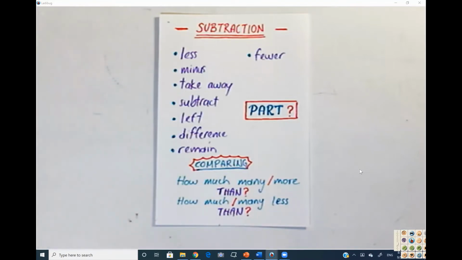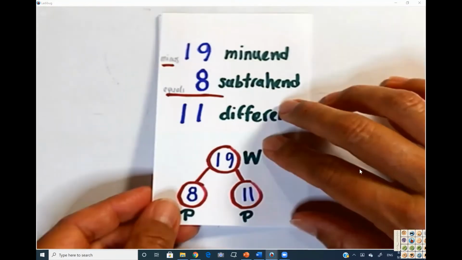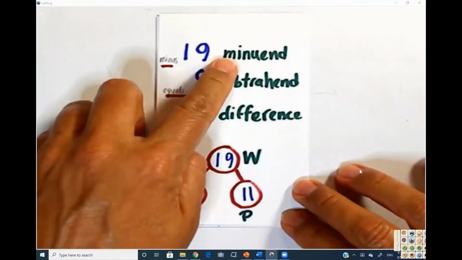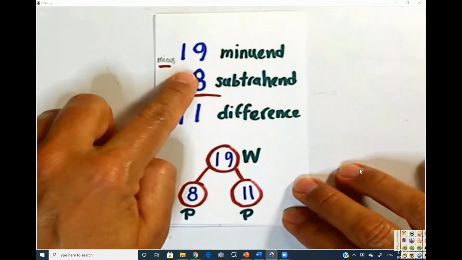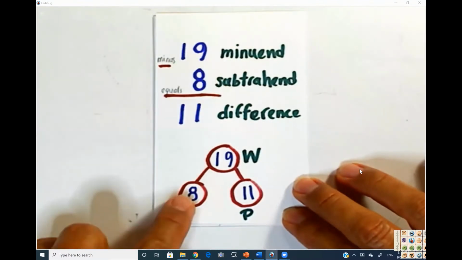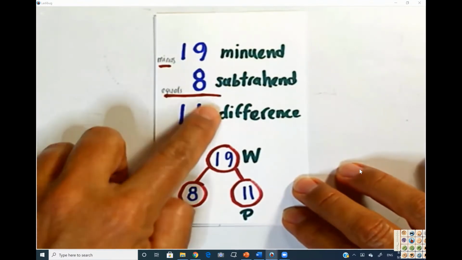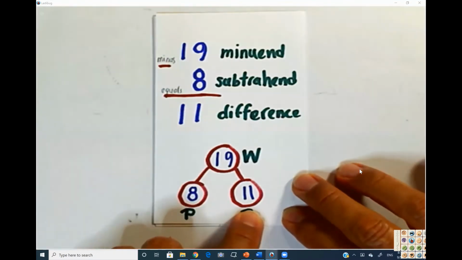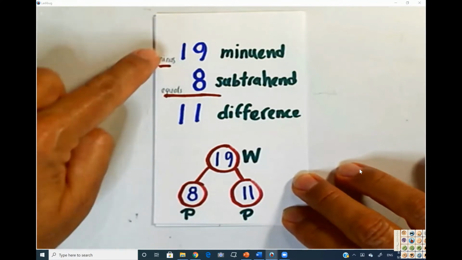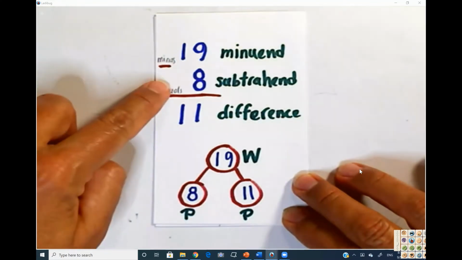Now let's see the parts of the subtraction. The parts of the subtraction are the minuend. Now the minuend is going to be the whole. The subtrahend is the part that you're going to be taking away. That's going to be one part. And the difference is what is left. That's going to be another part. So when you read a subtraction, you have to say this: 19 minus 8 equals 11.